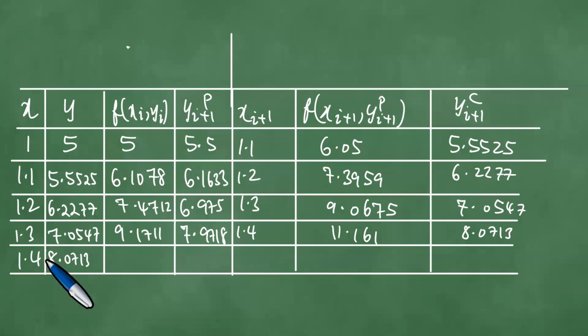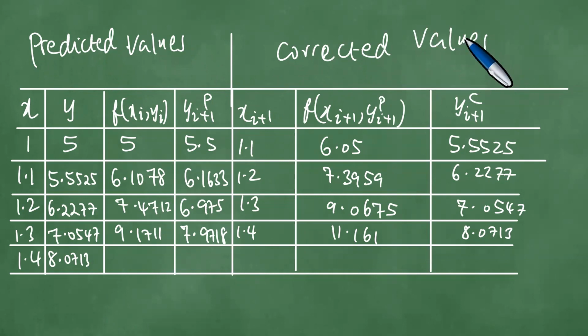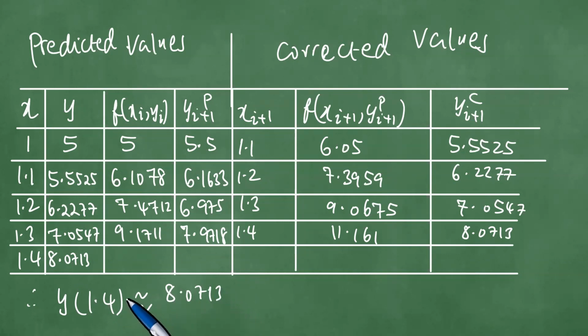So predicted values, and then these ones are the corrected values. Like so. Right, with that said, the conclusion therefore is y at 1.4 is approximately this value that sits here, 8.013. And that is what we got.